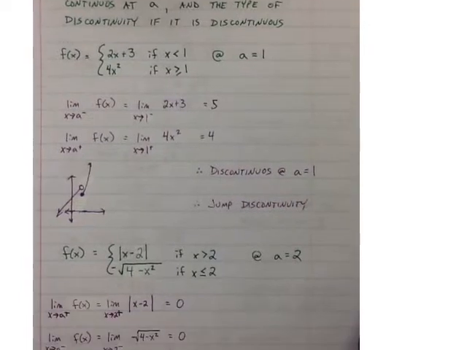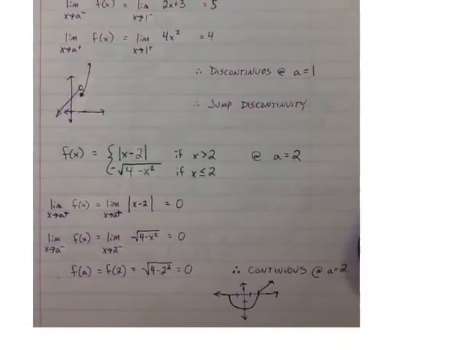The second part of example 1 is another piecewise function where I've defined the function to be the absolute value of x minus 2 if x is greater than 2, and the negative root 4 minus x squared if x is less than or equal to 2. So we're going to do the same thing for a equals 2. We'll assess the right-hand limit, which will be the top equation. We're approaching 2 from the right-hand side, and we find that in this occasion the limit of the function is valued at 0.